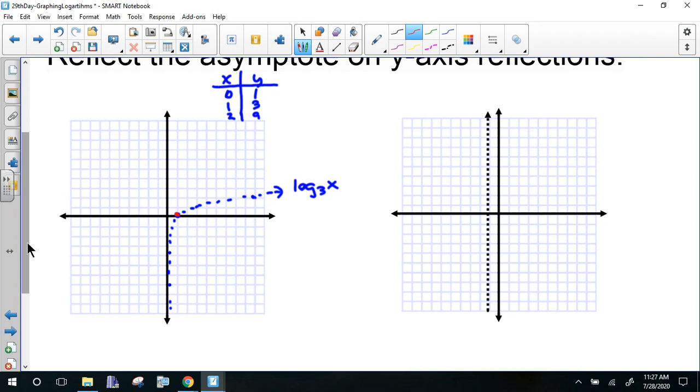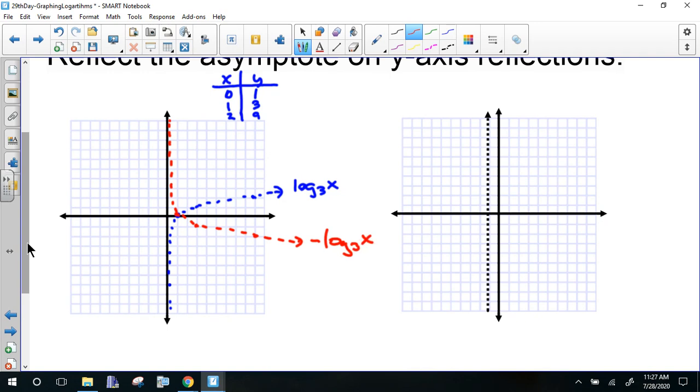So if I reflect it in the x-axis, that point's going to stay right there. This point at (3, 1) is going to come down here. This point at (9, 2) is going to come down here. And it's going to look like this. That's negative log base 3 of x.